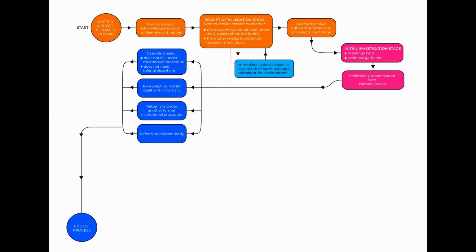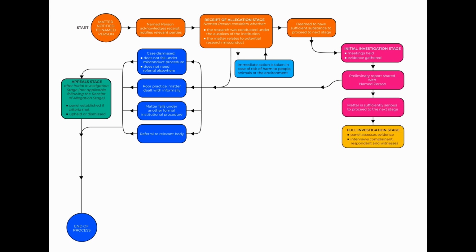Note that these 4 outcomes are also possible at the receipt of allegation stage. Both the initiator of the complaint and the respondent can appeal against these 4 outcomes. We'll discuss the appeal stage in more detail later. If the matter is deemed to be sufficiently serious, potentially with evidence of deliberate or reckless research misconduct, there is prima facie case to take it forward to the next stage, which will involve a full investigation.